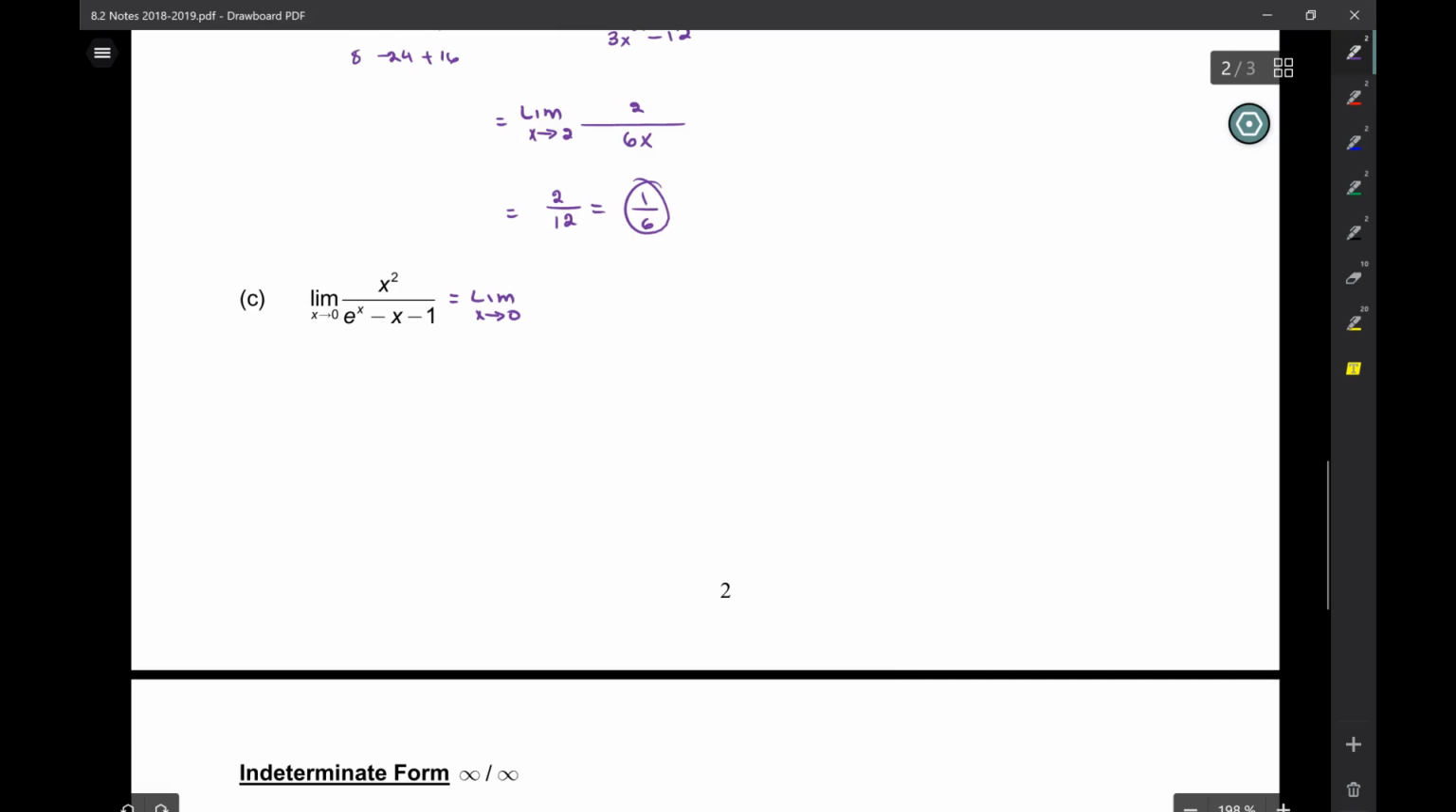So here, 0 over 0. Wait, you don't get 0 here, do you? On the bottom? Yep. e to the 0 is 1, minus 1, minus 0. So we're going to apply L'Hopital's rule, and we're going to get 2x over e to the x minus 1. But that's still 0 over 0. So now it's the limit as x approaches 0 of 2 over e to the x. If these had higher exponents, we could have just kept on doing this forever and ever. So it's 2 over e to the 0, which is 2.